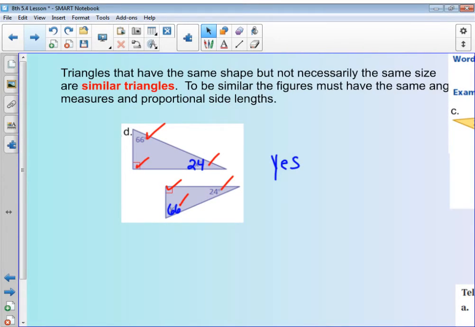So that's working with similar figures. Let's review quickly. If figures are similar, they will have all angle measures that are the same. The sides may be shorter, but all angle measures will be the same in order for them to be considered similar.